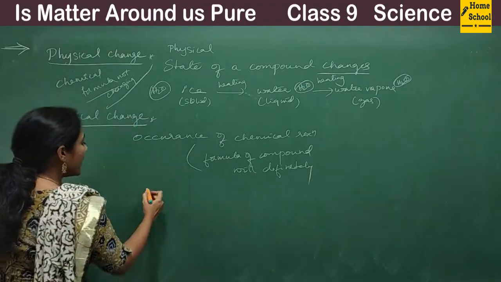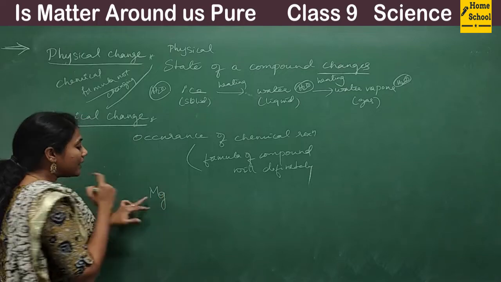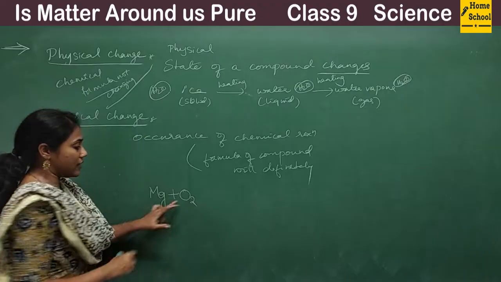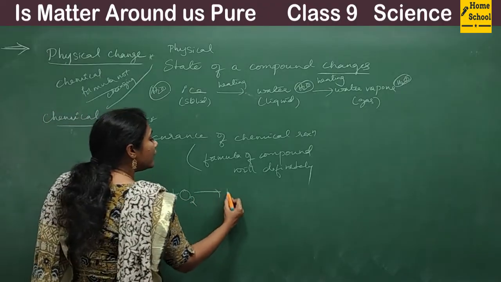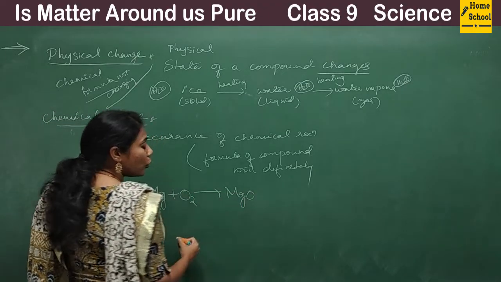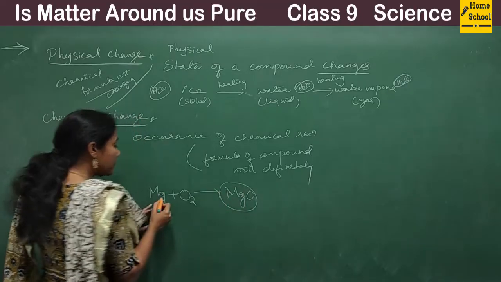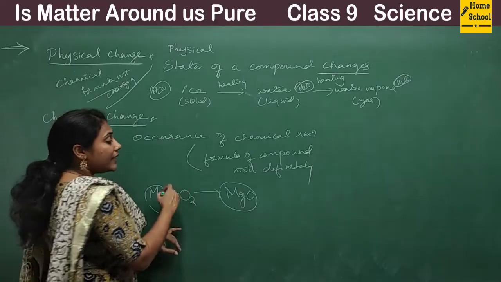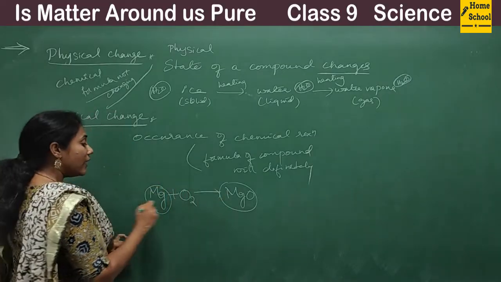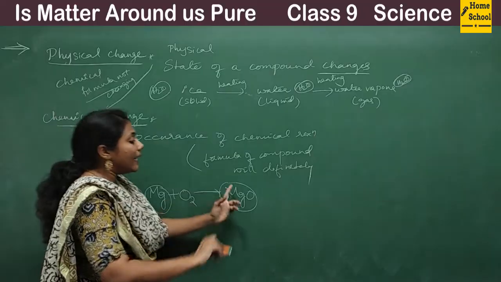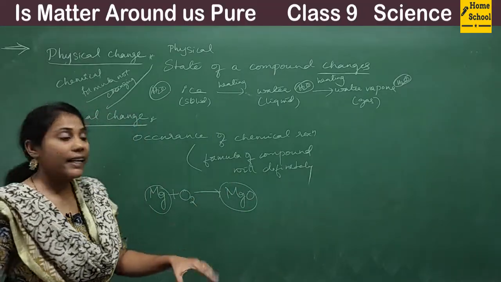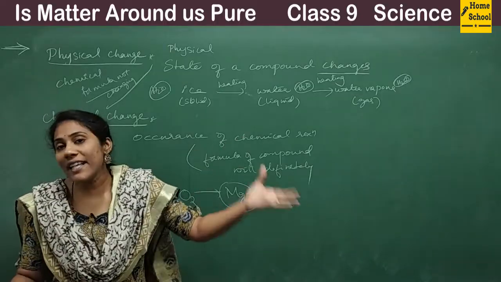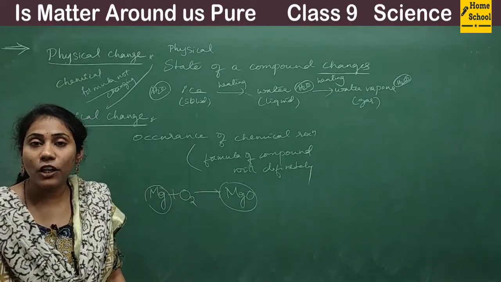For example, I will burn magnesium. Magnesium symbol is Mg. Magnesium I will burn with oxygen, right? So I will get a new compound, MgO. Initially it was Mg, but after I burn it, it has become MgO. So Mg is different, MgO is different. Mg has different properties and reactions. MgO has different properties and reactions.